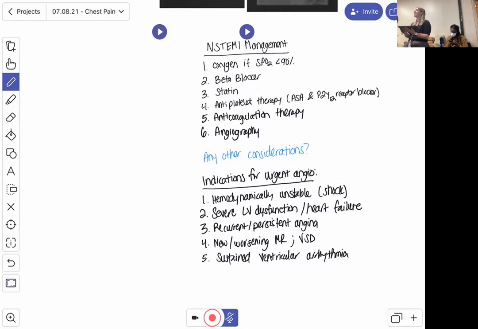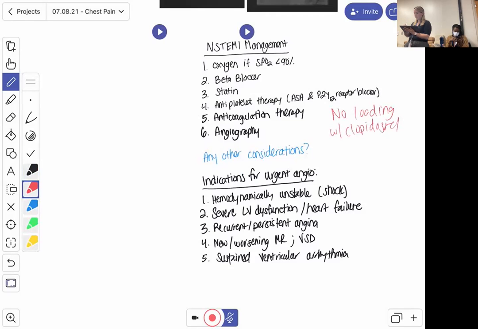At this particular institution, or at least the 3 hospitals I work at, we do not load with Brilinta or clopidogrel in the ED. The reason being is if they need surgery, our surgeons will not operate on them with that on board. Where I went to residency, we did. That's the culture here, so just to let you guys know.